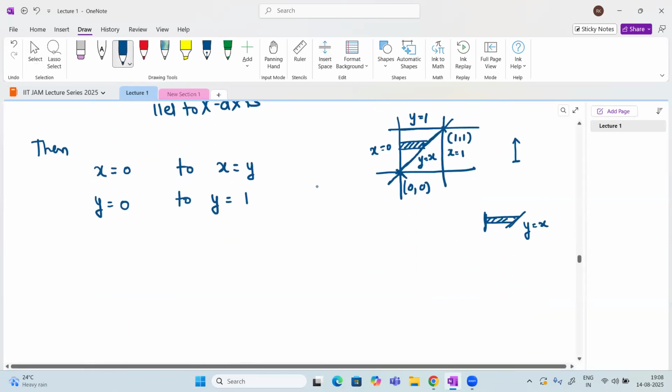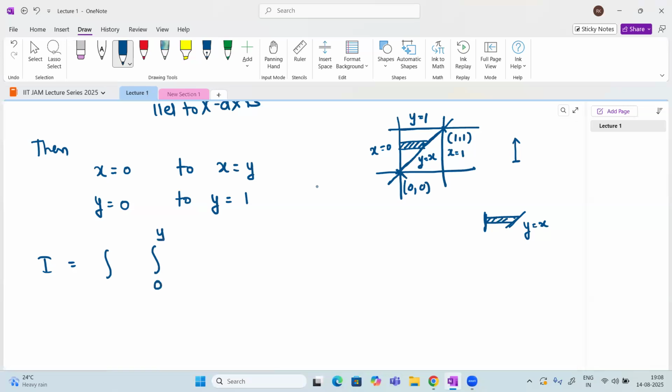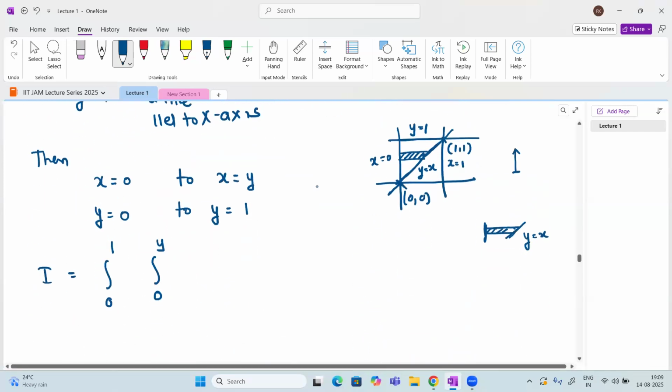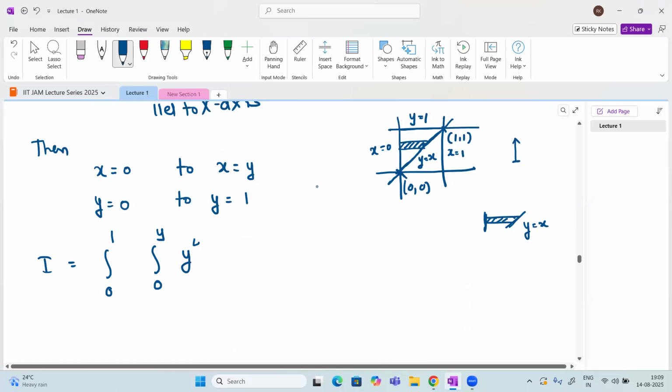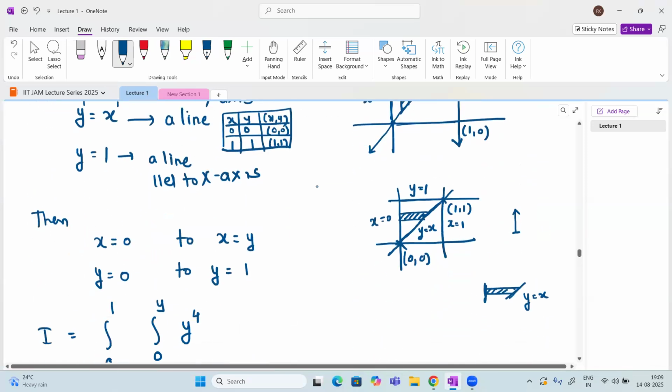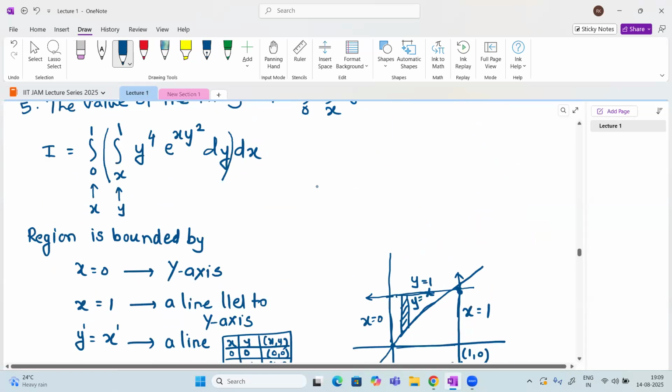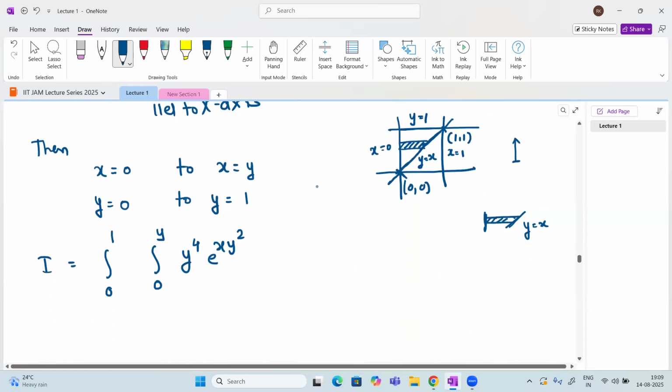Okay, so now we have the limits. Inner integration with respect to x, so 0 to y. Outer integration with respect to y, 0 to 1. The function we had is y raised to 4, e raised to xy square. Now I should write dx first, since our strip is parallel to the x-axis.